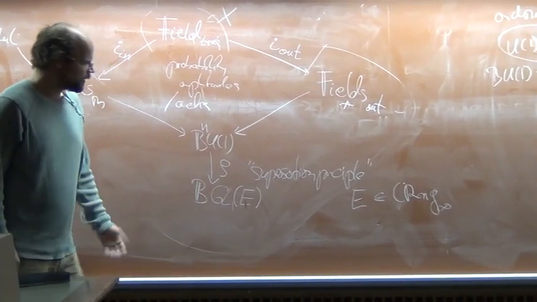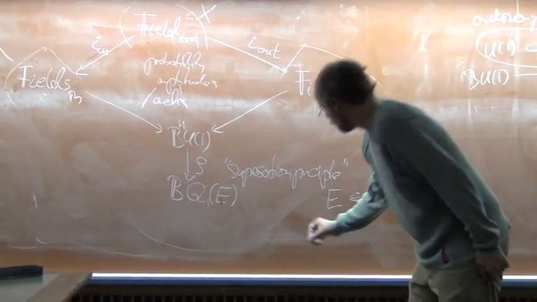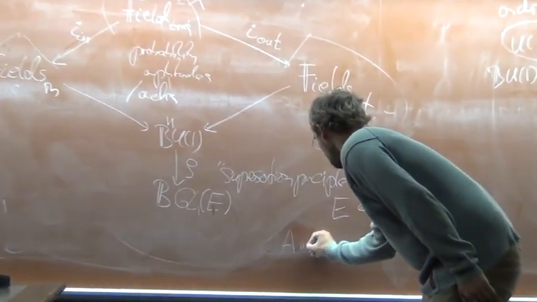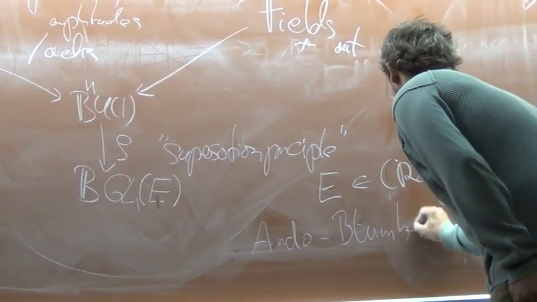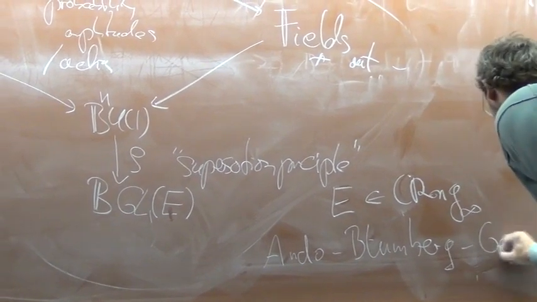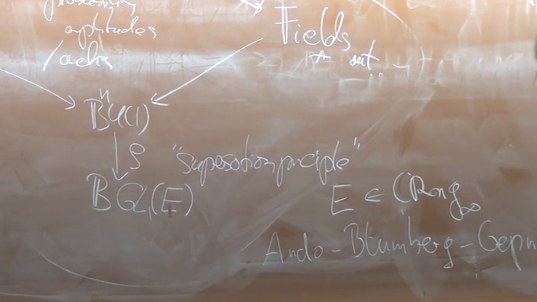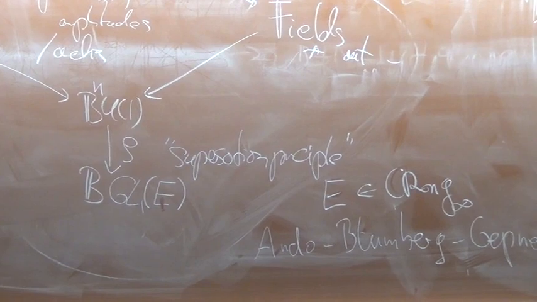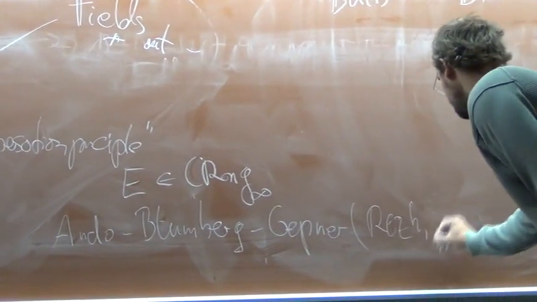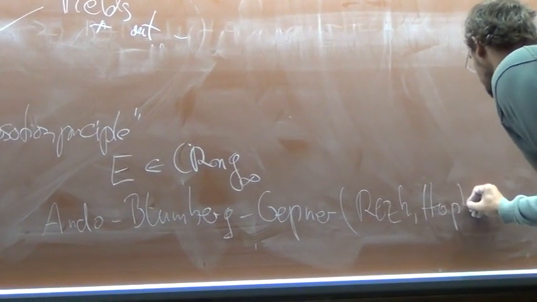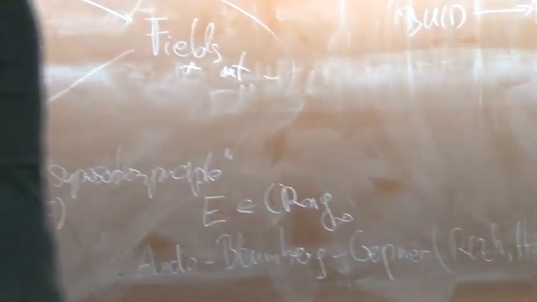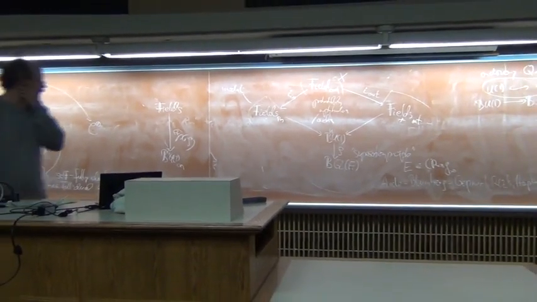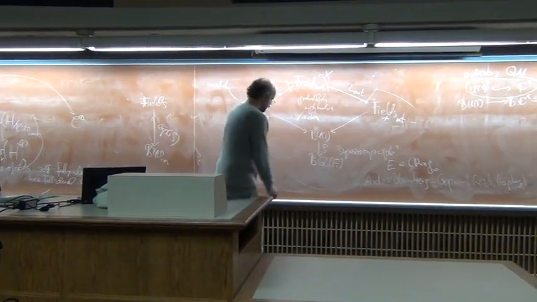And so the beautiful thing about this, which of course was nicely explained in a series of articles by Ando, Blumberg, Gepner, and I suppose also in related but other objects by Rezk and Hopkins, if I remember correctly. So they have articles where they think about what twisted generalized homology theory is, formulated nicely in a homotopy theoretic context, in an infinity category context. And it comes down to the following thing.